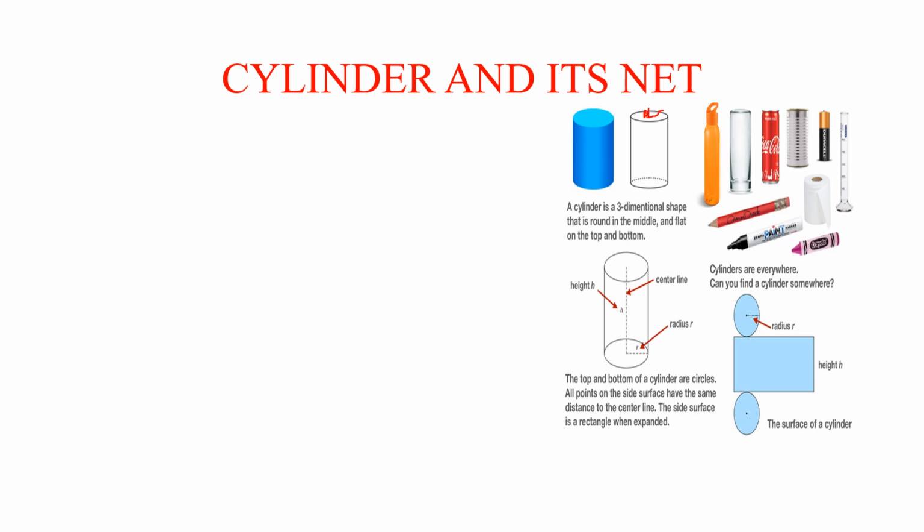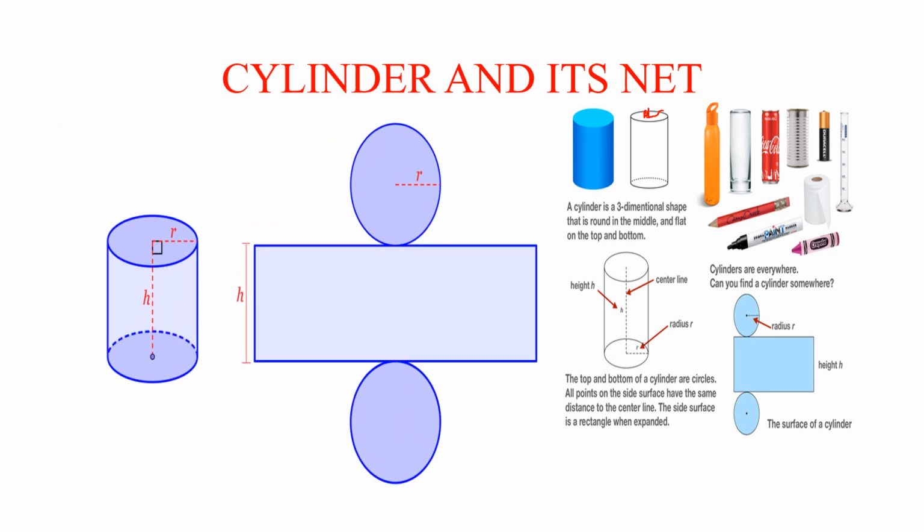Those two circles should have the same radius. As you can see here on our cylinder, this first circle and another circle here are of the same size. The height, as we said earlier, is the distance between the two circular bases.